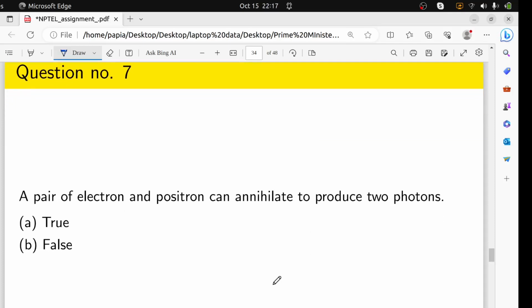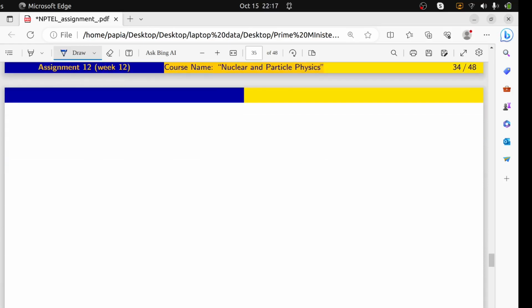A pair of electron and positron can annihilate to produce 2 photons. Is it true or false? So, electron is e minus, positron is e plus. If e minus and e plus annihilate, then what will be produced here? e minus plus e plus. It will definitely give 2 gamma photons.